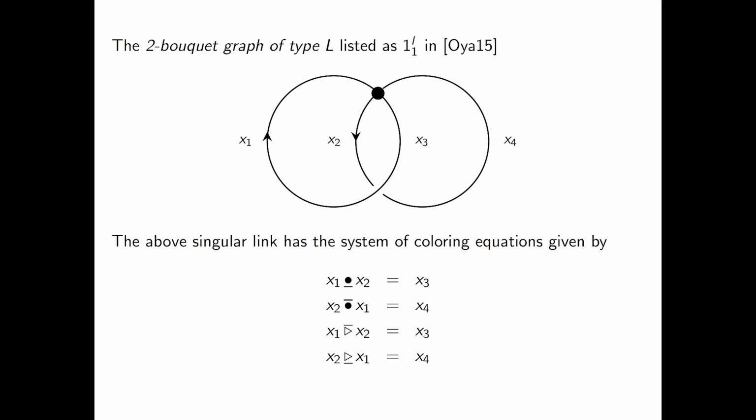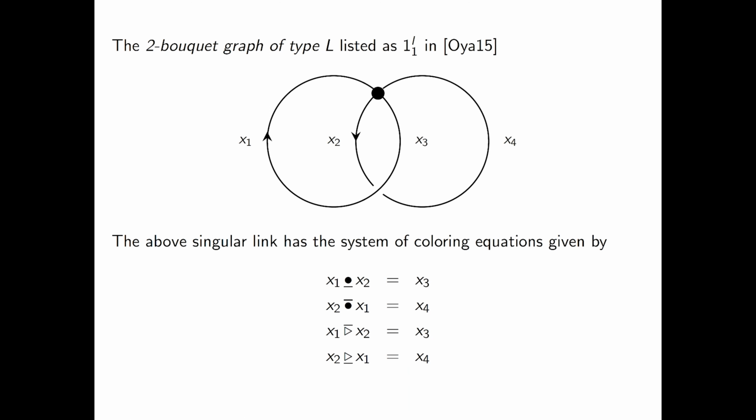Now the first thing we're going to do is fix an ordering on the semiarcs. We're going to call them X1, X2, X3, and X4. Once we have that, we have our coloring rules, and so we can use our coloring rules for singular crossings and our classical crossings to get the following coloring equations. So we get a system of coloring equations.